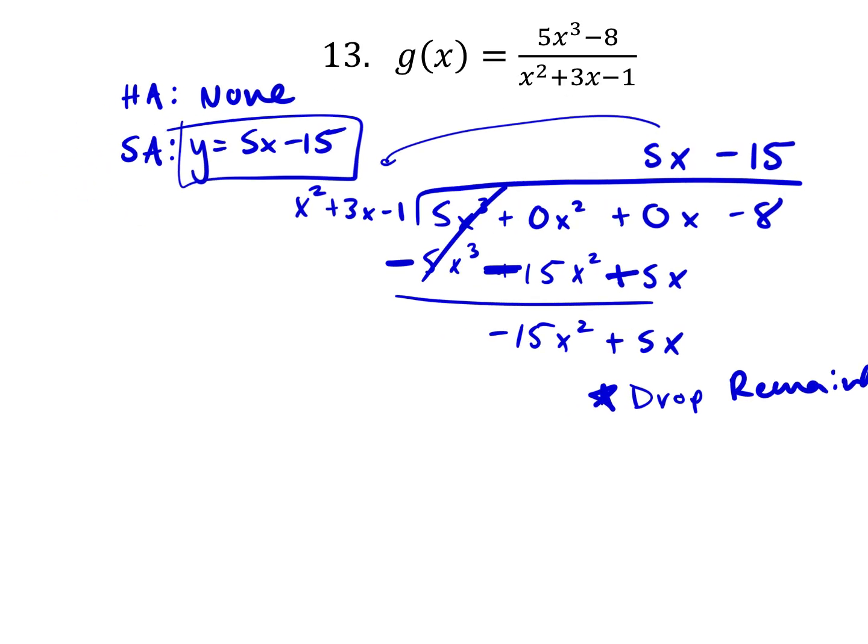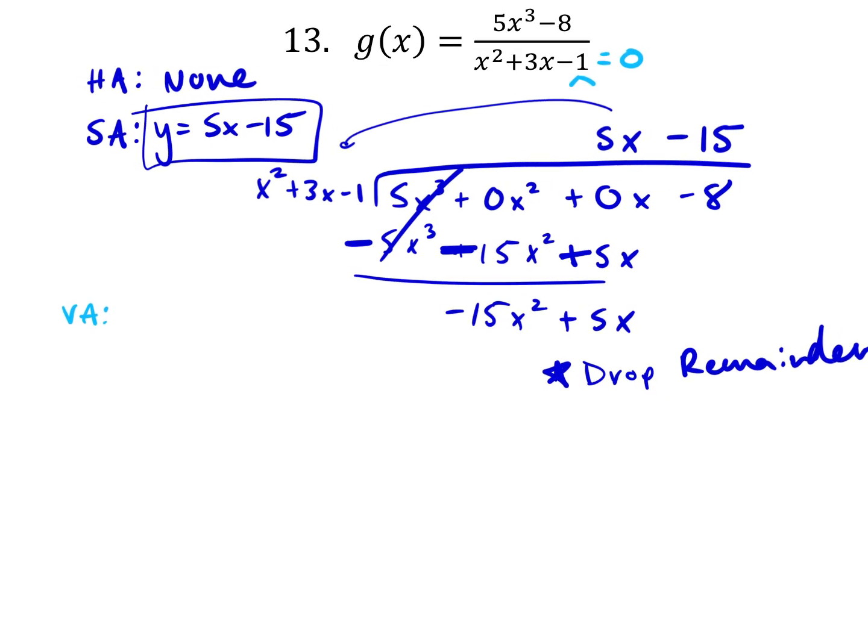The other part of this question says to find the vertical asymptotes. What do we do to find the vertical asymptote? Set the denominator equal to 0. Do we have two factors of -1 that add to 3? No. So what would we do? Quadratic formula. If it doesn't factor, got to do the quadratic formula.